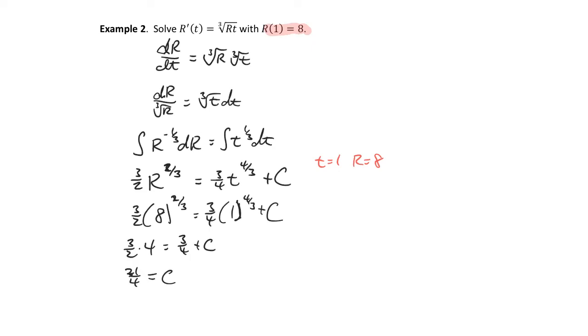So we like to put all this back together. Let's erase that so we have some room. And we like to put it all back together. So I have 3/2 r to the 2/3 equals 3/4 t to the 4/3 plus 21/4. Now we want to solve this for r. I want to get r all by its lonesome. Well, first of all, we have to get rid of the 3/2, so I'm going to multiply both sides by 2/3.